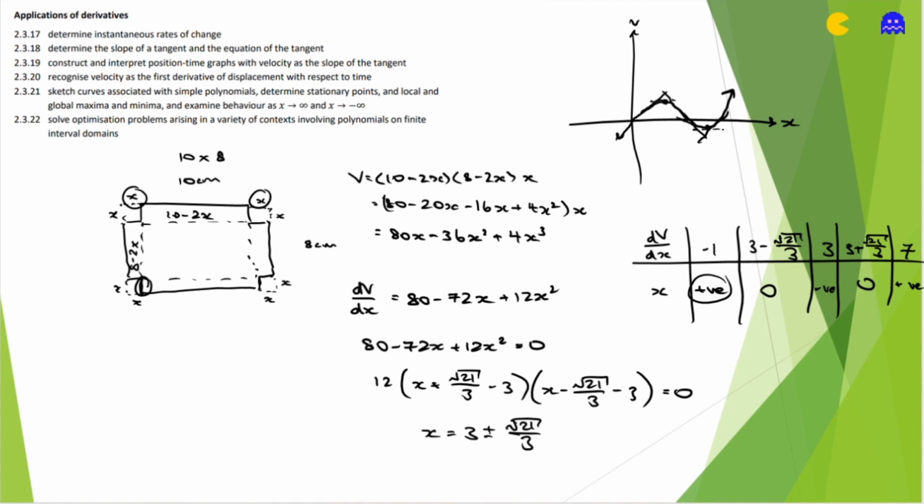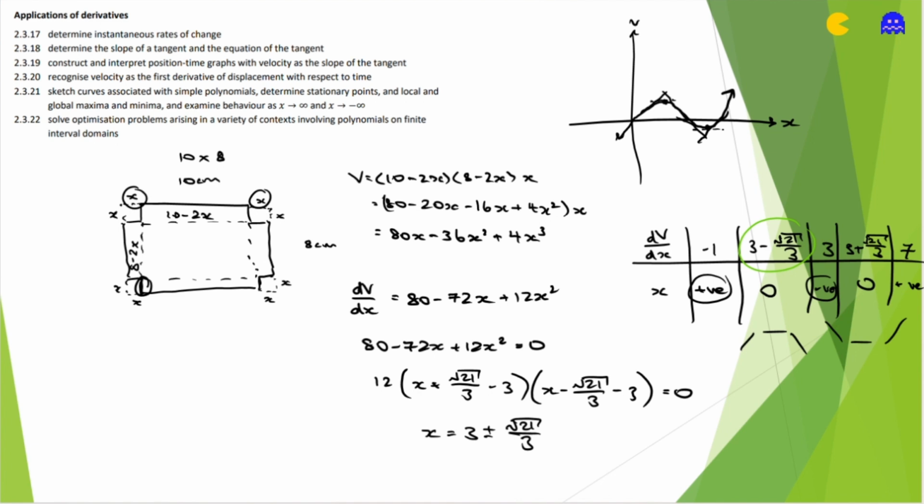And because we have a positive gradient here and a negative gradient here, we can see this is sort of a maximum, and we can see this is negative to 0 to positive, implying a minimum. And so we can see our maximum volume occurs at this point, 3 minus root 21 on 3. So our volume is maximized when x is equal to 3 minus root 21 over 3.